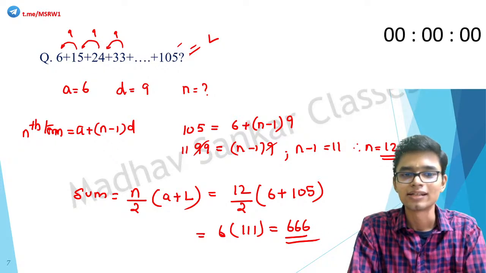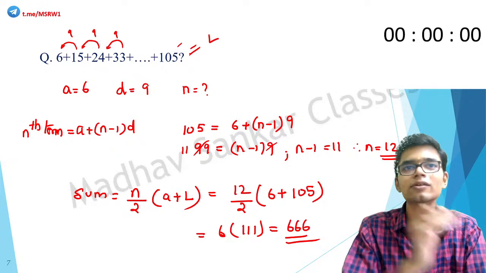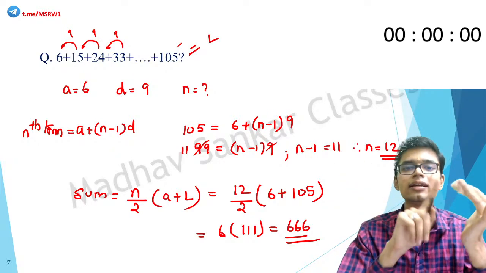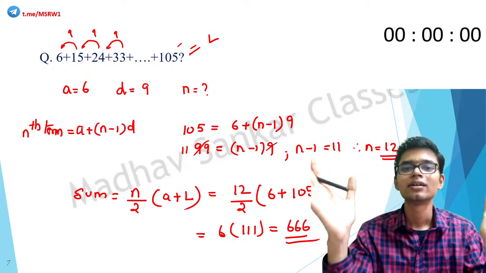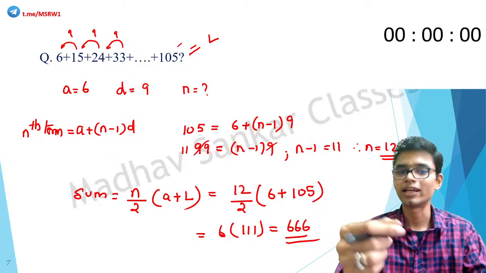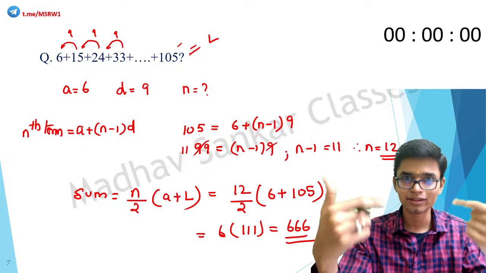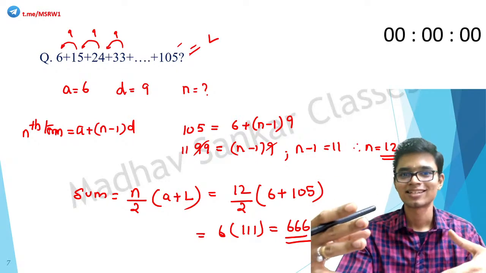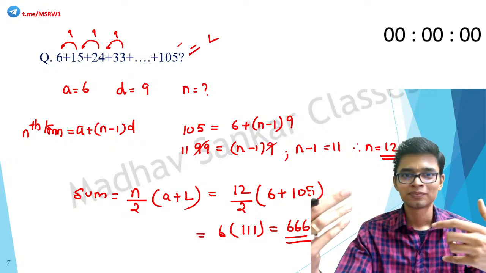Got it? Isn't this actually very easy? All you have to do is find the value for a, d and n. Once you have it, you can put it in the equation directly. If you don't have the value of any of these, you can still find that out using one of these equations. That is the beauty of it.